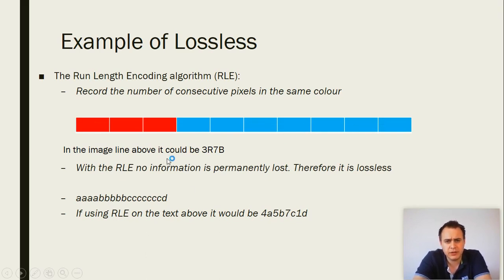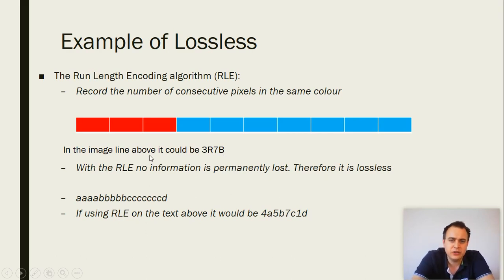In the image line above, it could be 3R7B as opposed to RRR BBBBBBB. Here, guys, it would actually be the binary value of 3, the binary value of that code for that pixel. Sorry, it would be the binary number 7 and the binary value of blue for that image.